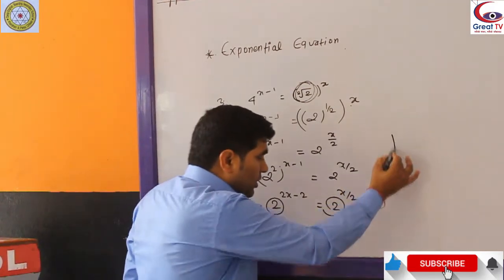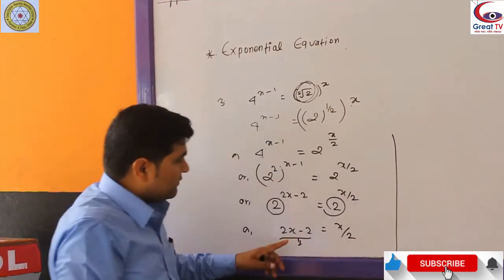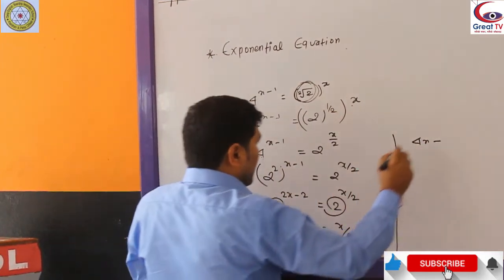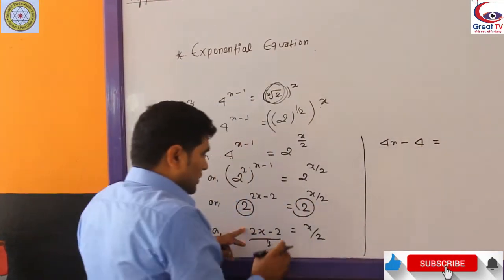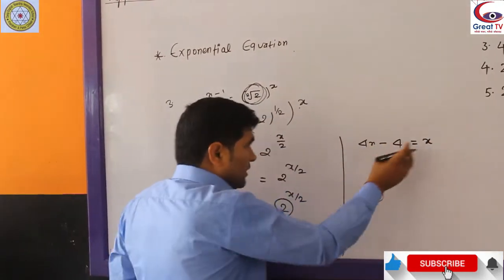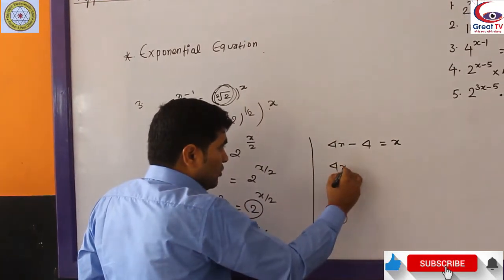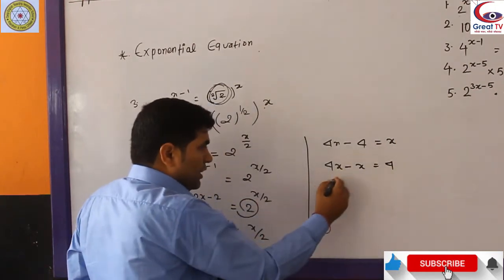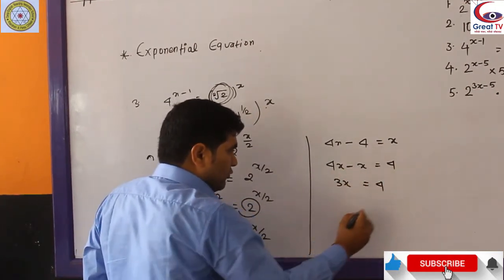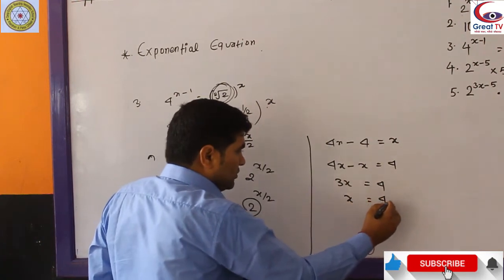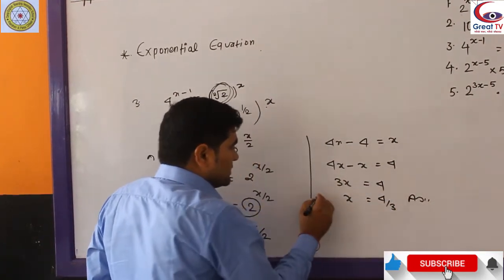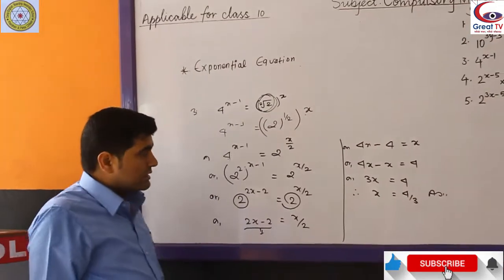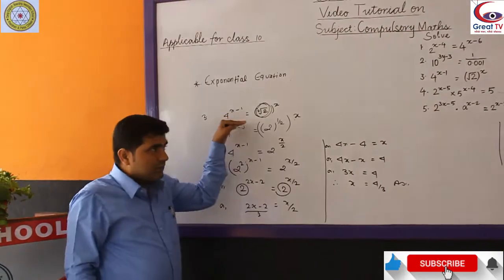Now cross multiplication, cross multiply. 2 times 2x minus 2 times 2 equal to x, that is 4x minus 4 equal to x. Now this x goes to the other side. 4x minus x equal to 4 goes to the other side. Now you have 3x equal to 4. Now the value of x equal to 4 by 3. This one is the solution. Therefore the value of x equal to 4 by 3 is the solution of this numerical.